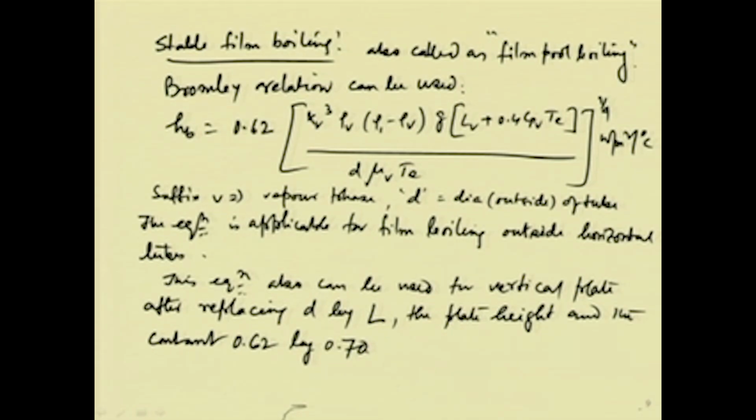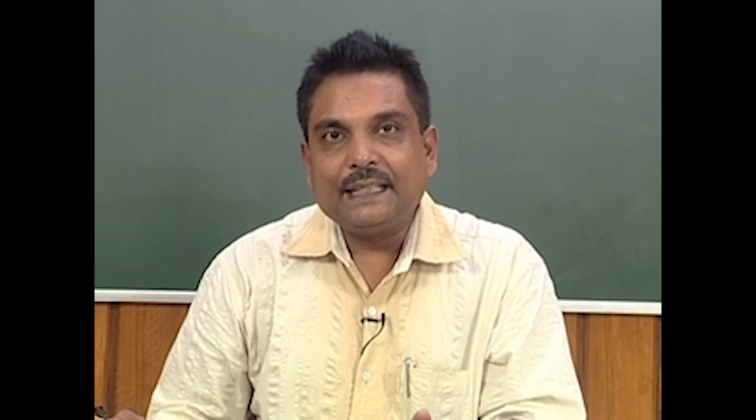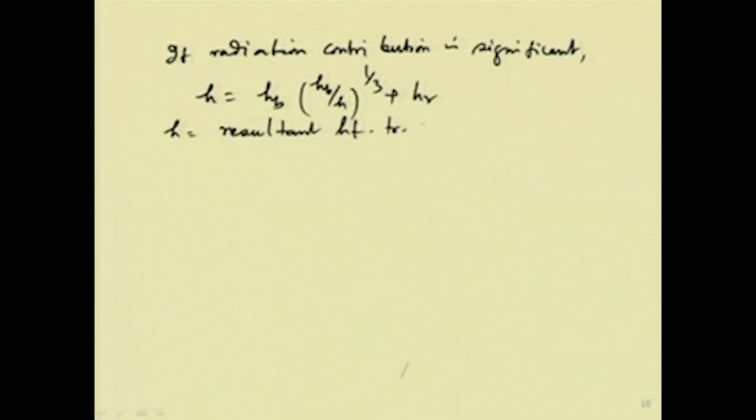and now sometimes this is the film boiling situation. Many times we have already seen that during film boiling, because the temperature is very high, there is a possibility that radiational contribution is also quite strong. So, if radiation contribution is significant, then we can use that H is equal to the equivalent heat transfer coefficient, and that is equal to Hb, boiling heat transfer coefficient, into Hb by H whole to the power 1/3 plus Hr. So, H is the resultant heat transfer coefficient. You can understand that this is an implicit equation.